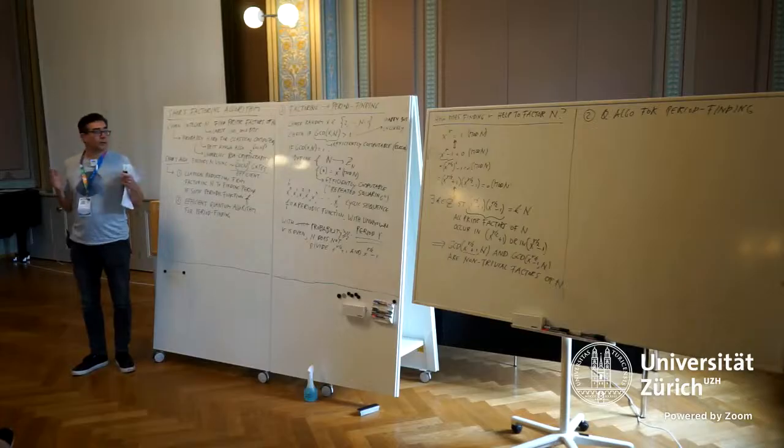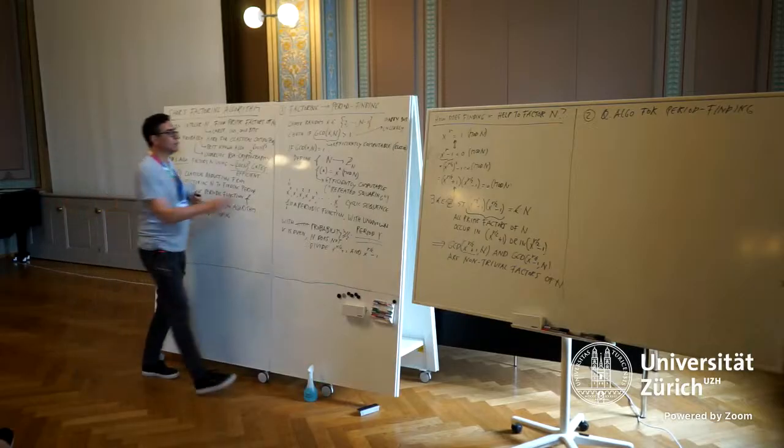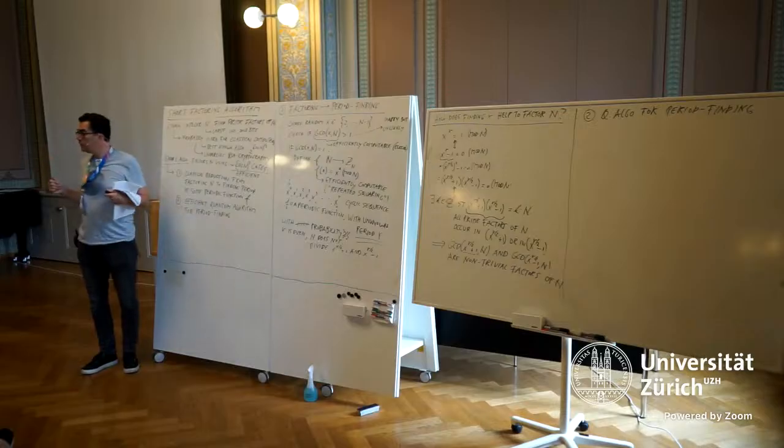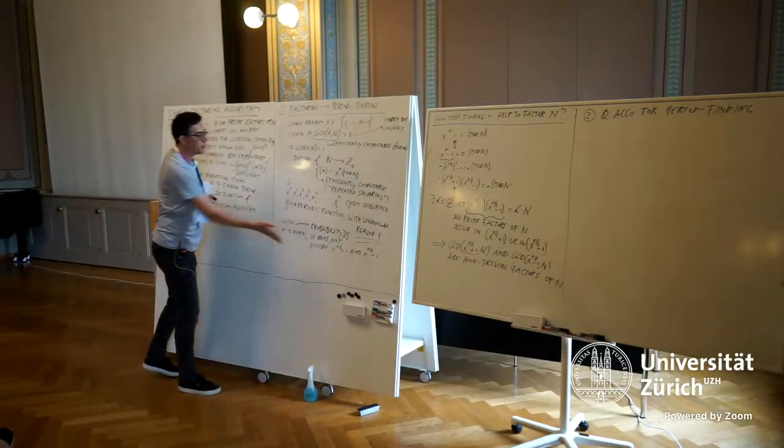There's an enormous amount of choice, but we're never going to do a search over the space of possible x's. We just pick one at random. We check if this GCD is greater than 1. If yes, then we are already done. And if no, then this whole story with the periodic functions kicks in.